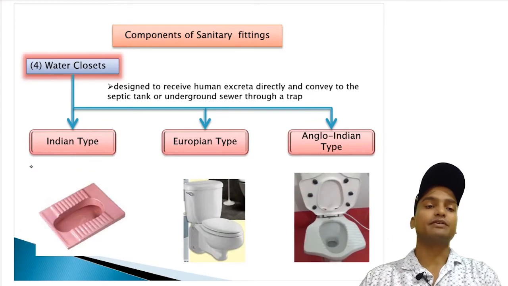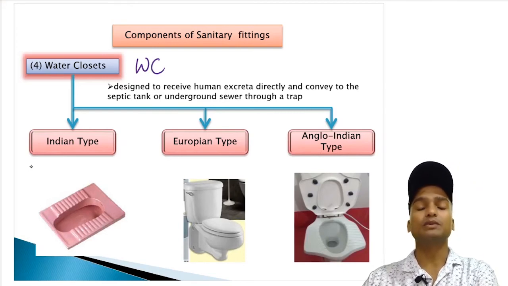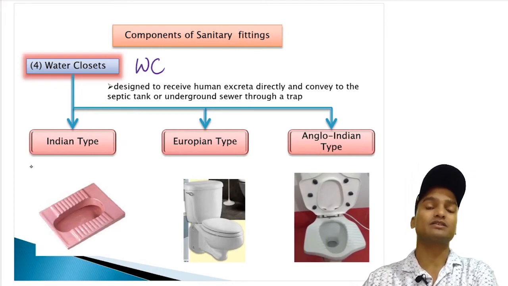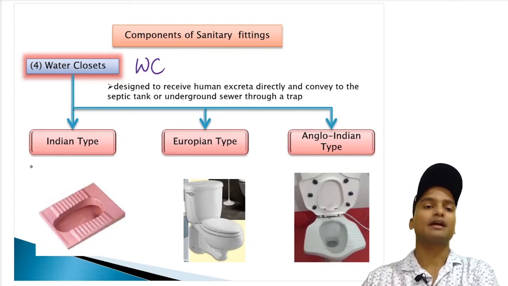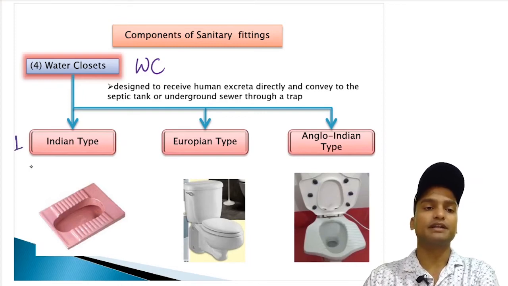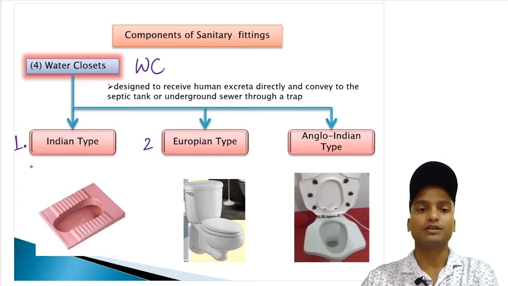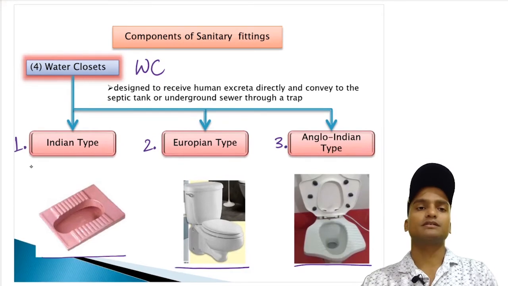Next component of sanitary fitting is water closet, and we represent it in the layout or the map as WC. And water closet is always designed to receive human excreta directly and convey it to the septic tank that we construct beside our home or underground sewer through a trap. And they are of three types. First one is the Indian type, second one is the European type or Western type, third one is the Anglo-Indian type. So let us discuss all these three types of water closet one by one.